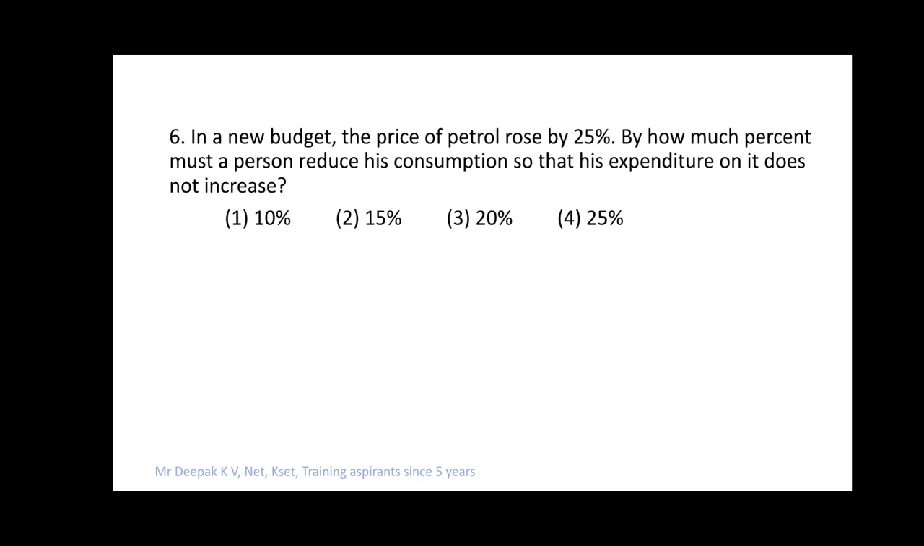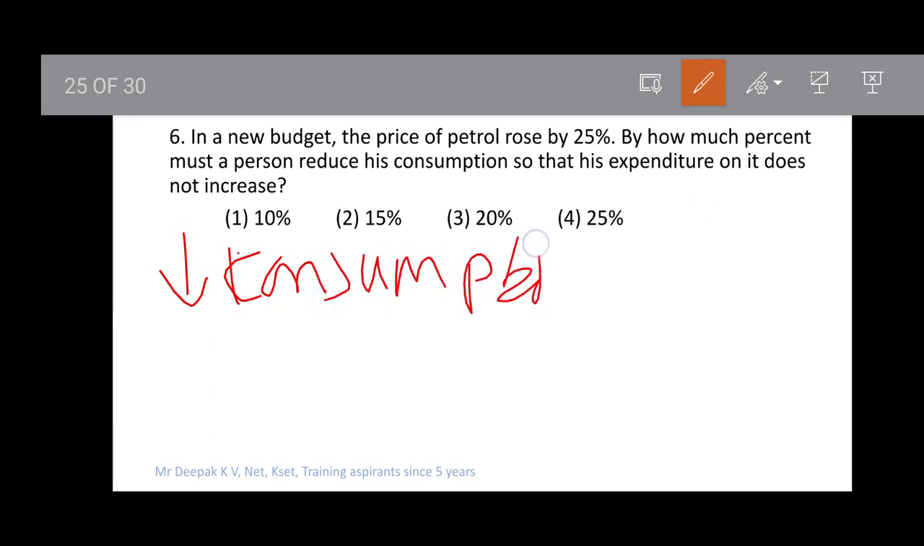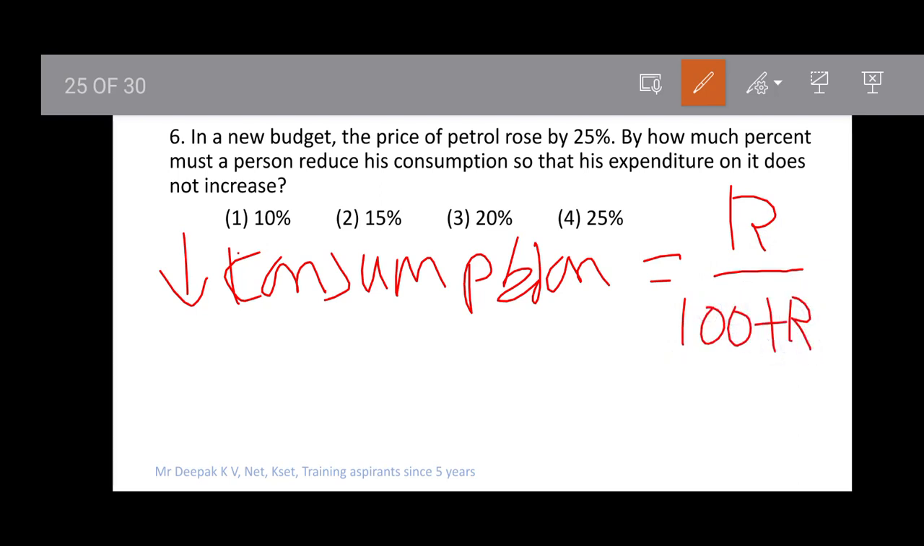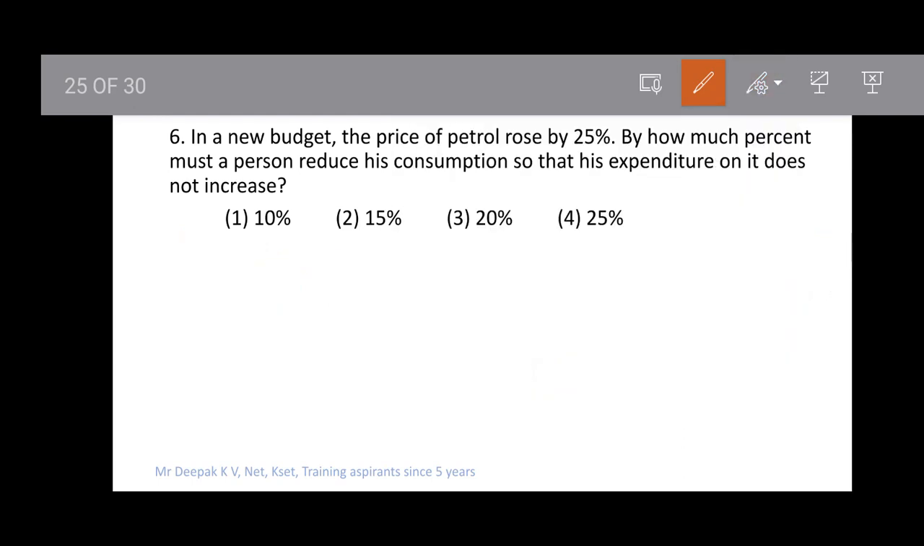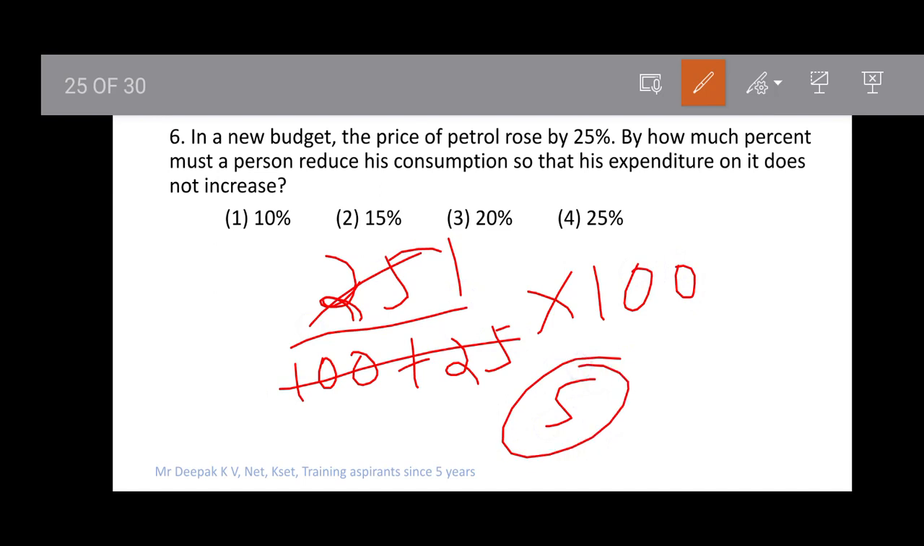So this question looks a little bit tough, but it is very easy. This is a reduction in consumption question. There is a trick to solve it. You can follow this formula. R is nothing but the increase in that particular price. If you are seeing this type of question, apply this formula into 100, since they have asked the question in proportion. So this will come like 25 divided by 100 plus 25 into 100. 25 ones are 25, 5s are 25, 5s are 125. So 1 by 5 is nothing but 20%.